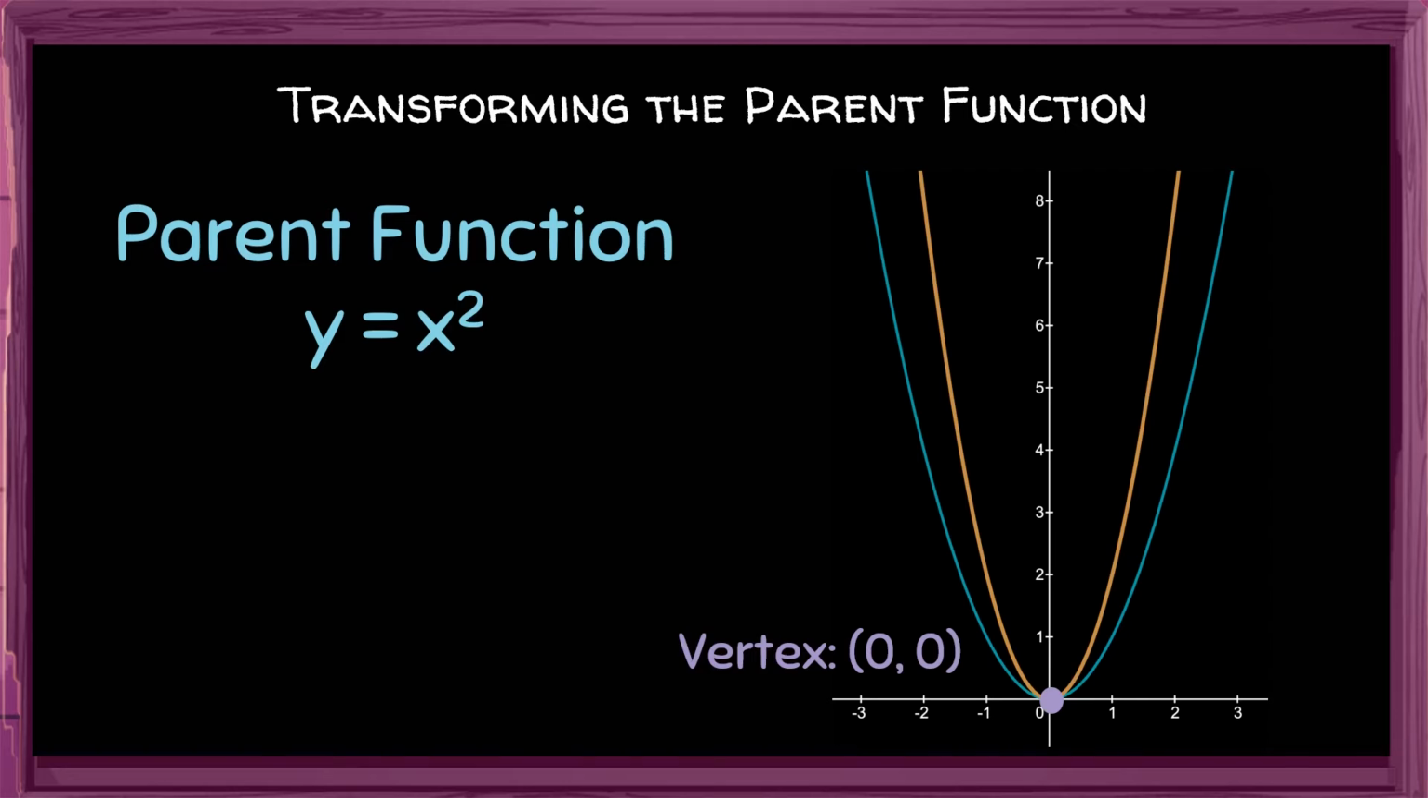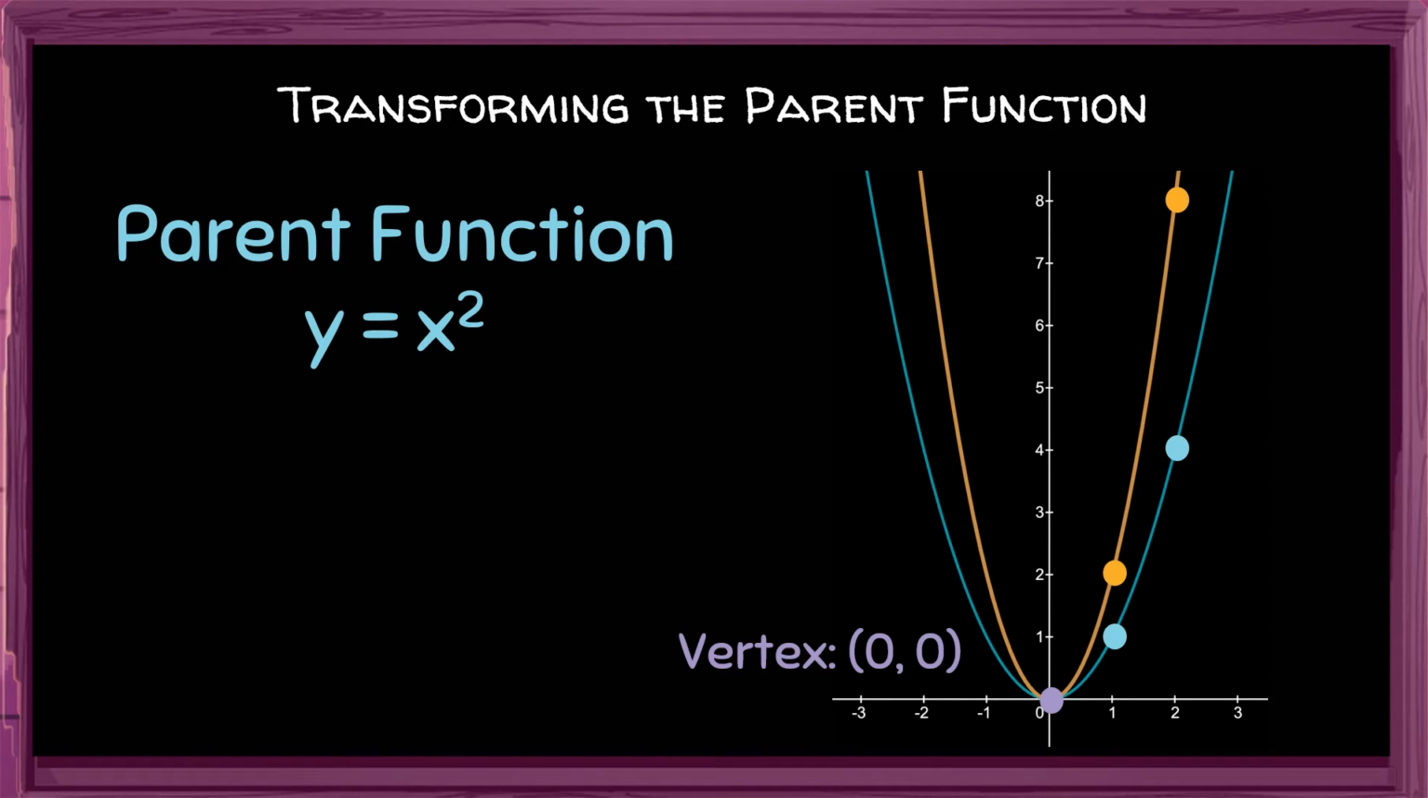Let's look more carefully. We'll compare points between the two parabolas again. On the parent function, when x is 1, y is 1. But on this new parabola, when x is 1, y is 2. On the parent function, when x is 2, y is 4. But on this new parabola, when x is 2, y is 8. The second parabola keeps giving us a y value that's twice as high as our first parabola.